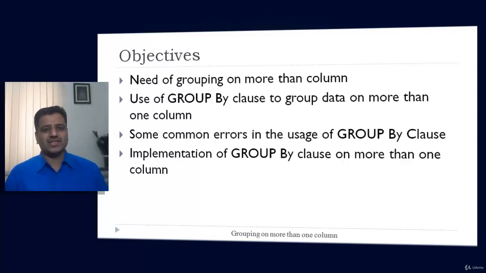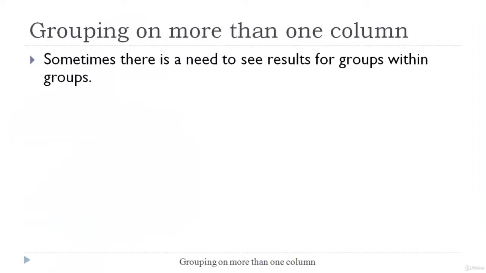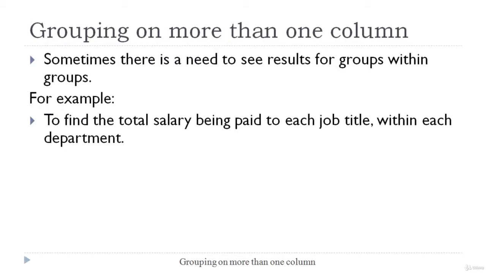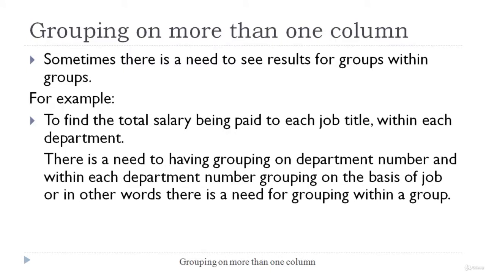Let's start this session. Sometimes there is a need to perform grouping on more than one column. It means that first grouping is performed on the first column and then within that group, grouping is performed on the second column. Let's understand this concept with an example where we wish to find the total salary paid to each job title in each department. In this case, first grouping will be made on the department field. And then within the group of each department, grouping is performed on the job field so that the total salary can be found for this subgroup, that is each job within each department. In simple words, here we wish to perform a group within another group.